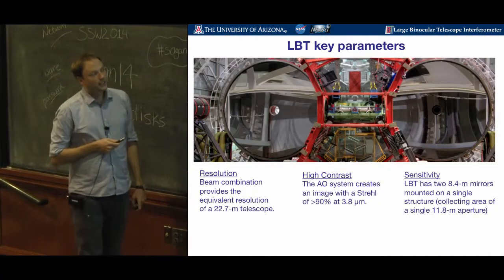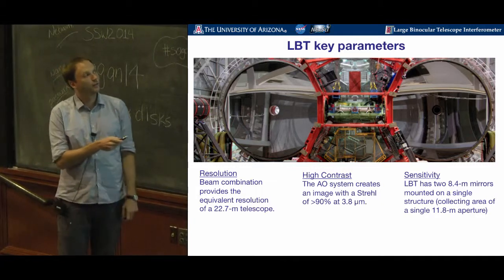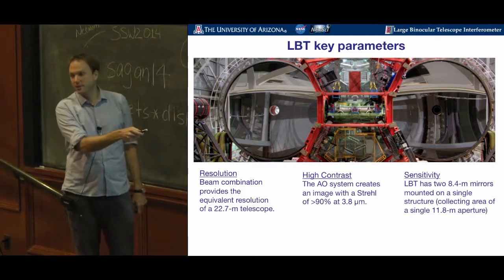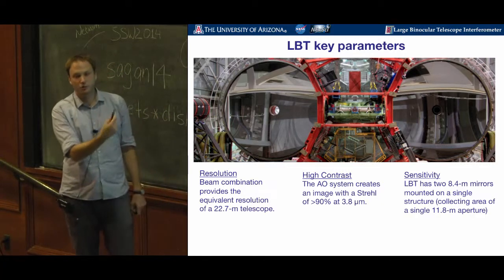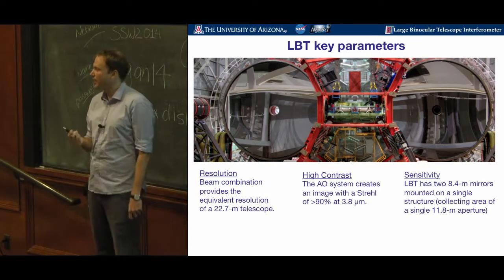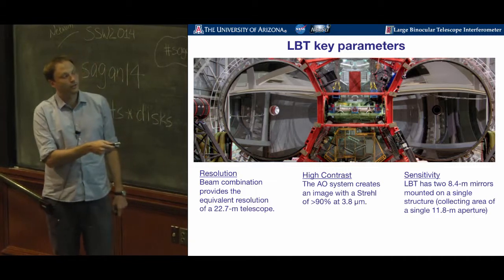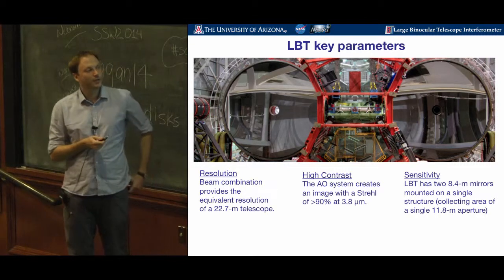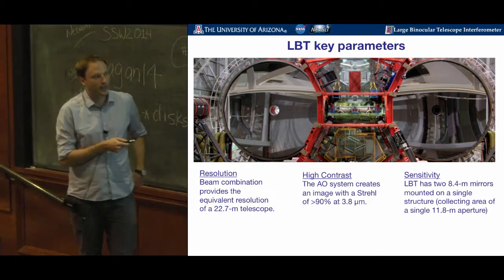So the LBT has three key parameters. The resolution: the distance side to side, edge to edge here is 22.7 meters. If you combine the two telescopes together, you have the resolution equivalent of a telescope with a diameter of 22.7 meters. The high contrast: it's an extreme AO deformable secondary mirror, which provides really high Strehl ratios, more than 90% at L band.